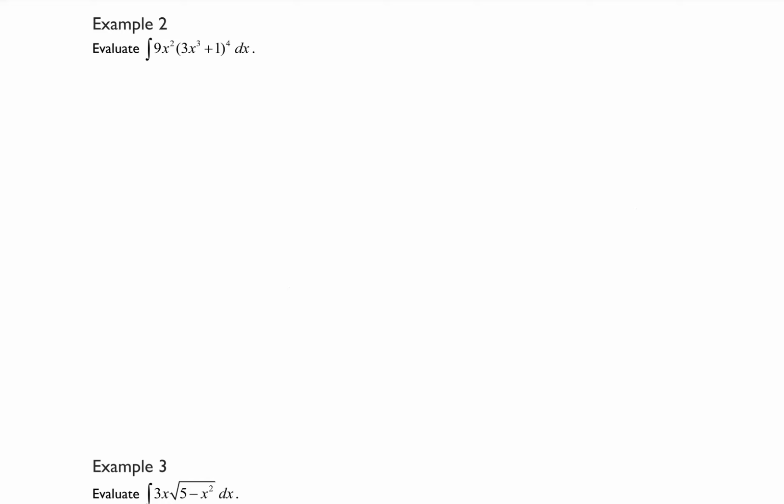Example 2 wants us to evaluate the integral of 9x squared times the quantity 3x cubed plus 1 to the 4th power. So the first thing that we need to do in these types of problems is decide what our u function is going to be. And here I'm going to make u equal to 3x cubed plus 1. The reason is that if I find du, that's going to be equal to the derivative of our u function times dx. So that's going to be 9x squared dx.